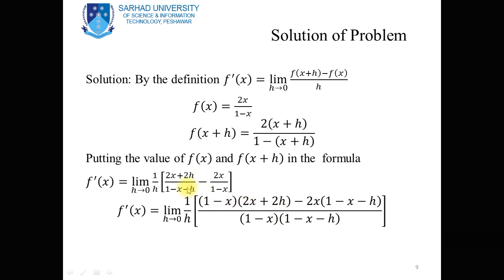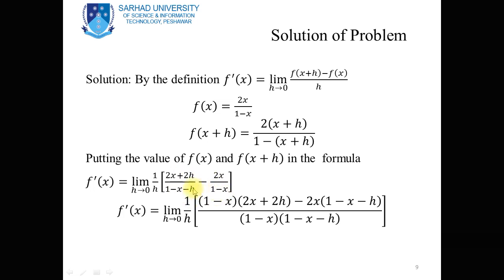For the LCM, first of all, we multiplied these two denominator terms, and then divided this expression, 1 minus x into 1 minus x minus h, by 1 minus x minus h. We obtained 1 minus x. So we multiplied 1 minus x with this term, and similarly for the next term, we divided this result by 1 minus x. We obtained 1 minus x minus h. That's why we multiplied 1 minus x minus h with 2x. In other words, you can easily take the LCM by using this procedure.